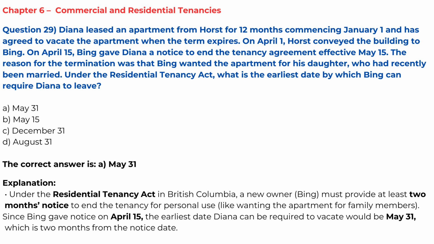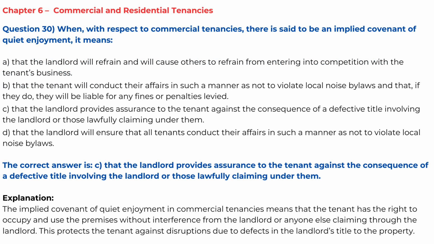May 31st. Explanation. Under the Residential Tenancy Act in British Columbia, a new owner, Bing, must provide at least 2 months' notice to end the tenancy for personal use, like wanting the apartment for family members. Since Bing gave notice on April 15th, the earliest date Diana can be required to vacate would be May 31st, which is 2 months from the notice date. Question 30.